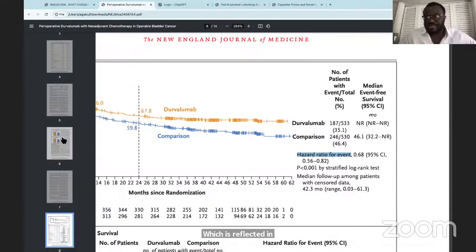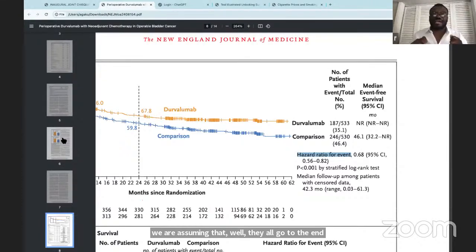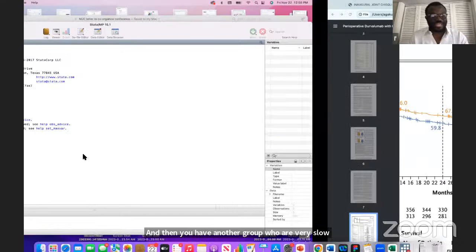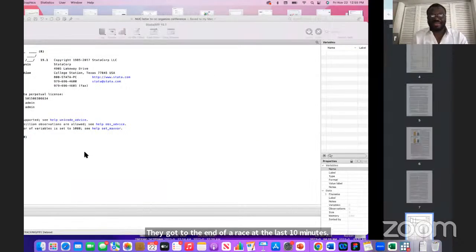Time. Yeah, exactly, time. We are assuming that they all go to the end, but we're not asking the question, when did they get there, right? It's like you have runners on the racetrack. The first group is super fast. They run within 10 minutes. They all got to the end of a race. And then you have another group who are very slow. They got to the end of a race at the last 10 minutes. In this calculation, we're treating all of them as the same, right?